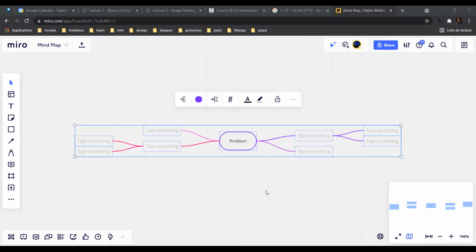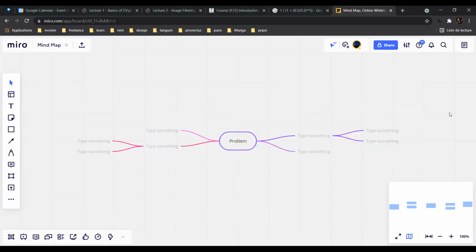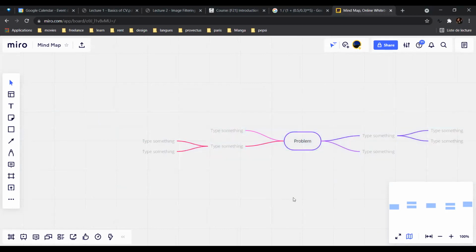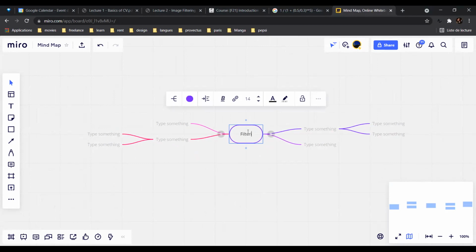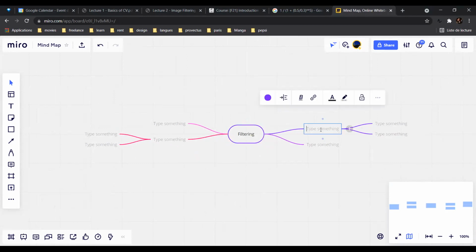I wanted to ask your opinion about this. Usually in my courses, we always build a mind map at the end of the lectures. Is this something that's useful for you guys? We build the mind map together very quickly. For example, let's say the filtering lecture. What did we speak about in this filtering lecture?